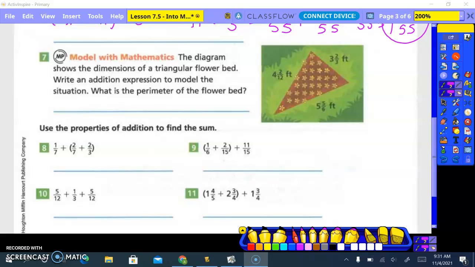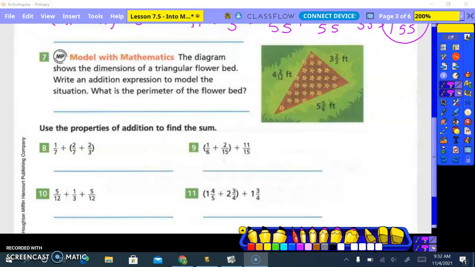Number 7, model with mathematics. This is the continuation of 5th grade math, lesson 7.5, applied properties of addition. So, number 7, model with mathematics. The diagram shows the dimensions of a triangular flower bed. Write an addition expression to model the situation. What is the perimeter of the flower bed?